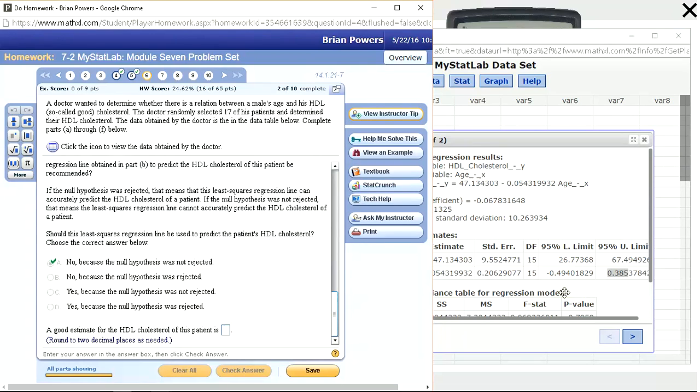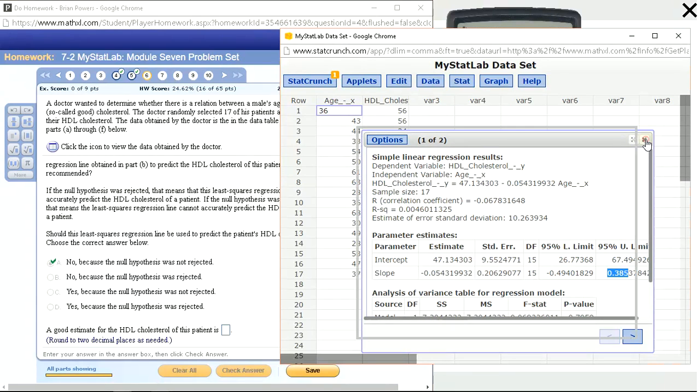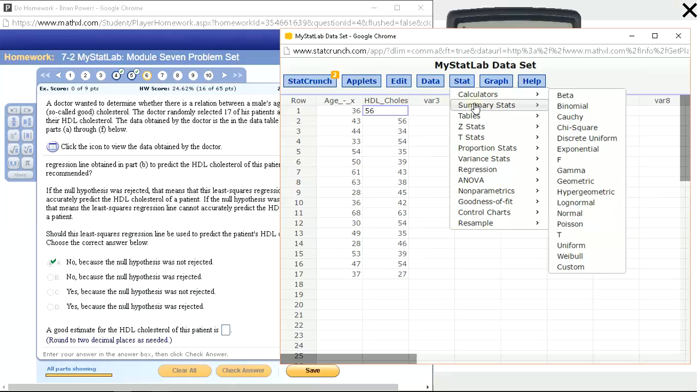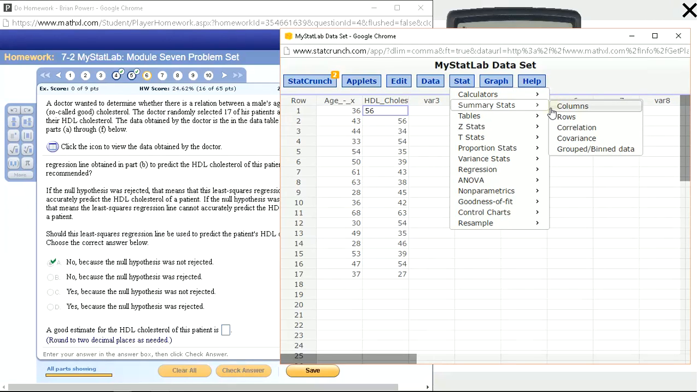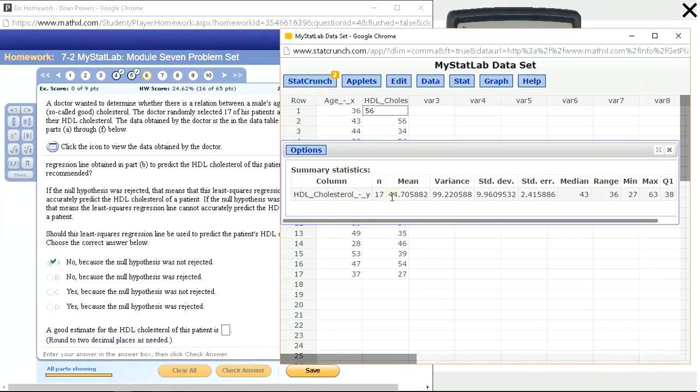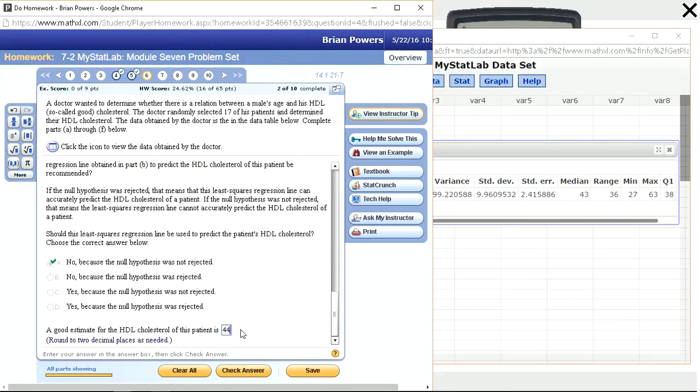A good estimate for HDL cholesterol. So if we reject the linear model, the best way to make a prediction would just be to take all of the cholesterols for all these patients and get an average of them. That would be the best prediction. I'm going to just compute the mean of the sample, 44.71. We don't want to employ the linear model for prediction. We're just going to simply average the data.